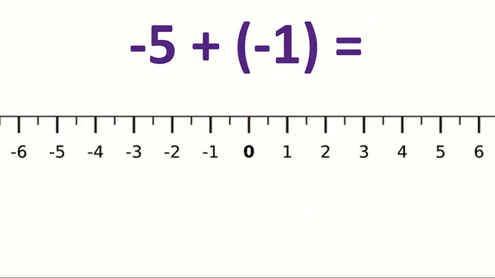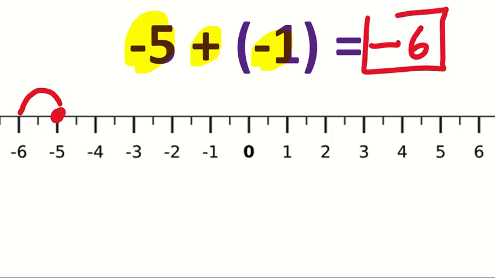Now, let's do this one. We got negative 5. Put our dot above a negative 5, and we're going to add a negative 1. So we're adding more debt. So instead of going to the right, we're going to go to the left 1 spot, which means that negative 5 increased by negative 1 is going to be negative 6. So it's like I borrow $5 from you, I borrow another $1, I owe you $6.